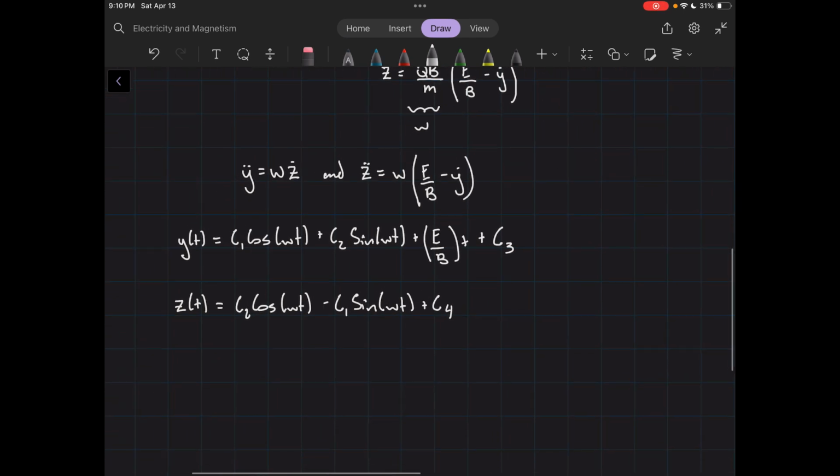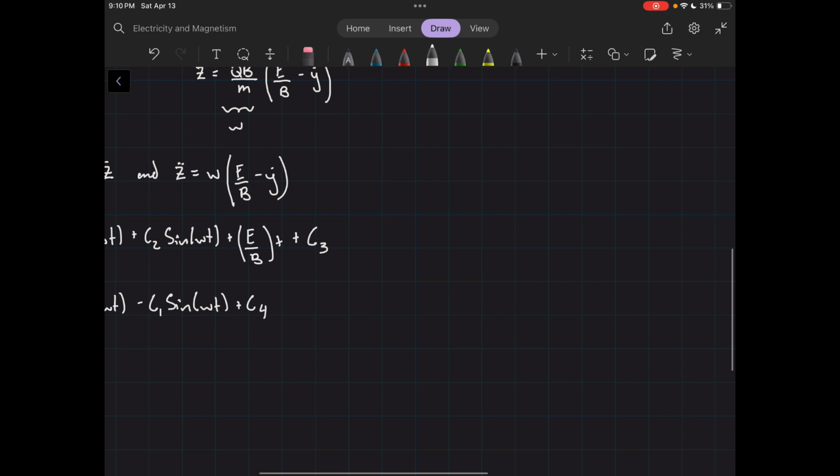Now we know we're going to have to solve for the constants, so the question is, what are our boundary conditions? At the very beginning I mentioned that at time equals 0 that charge is not moving. Its position is at the origin and it's not moving. So that gives us our boundary conditions. We'll say boundary condition 1 is that at time equals 0, y of 0 is equal to z of 0. It's just equal to 0 because at the beginning it's at the origin.